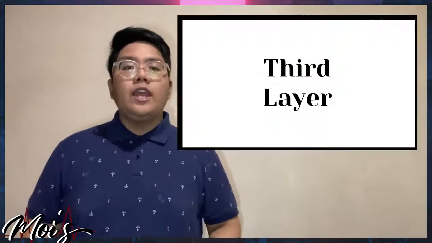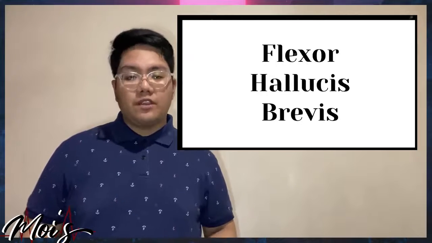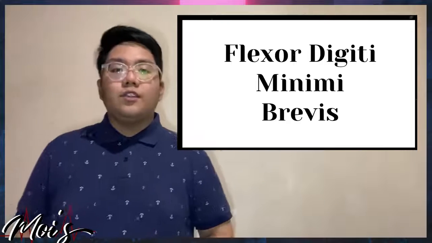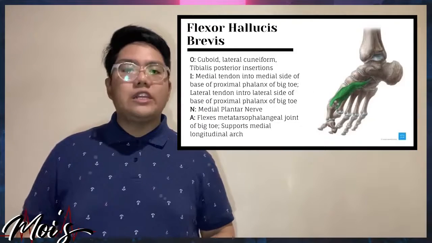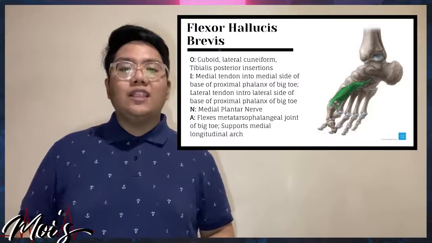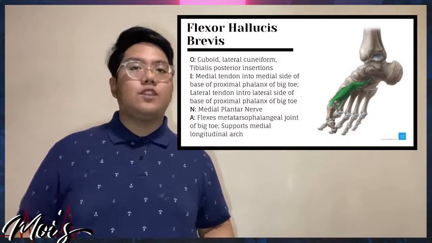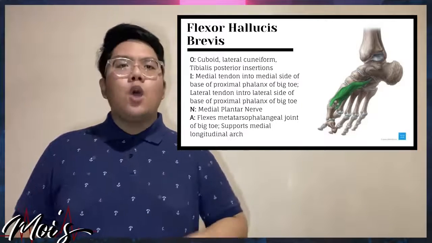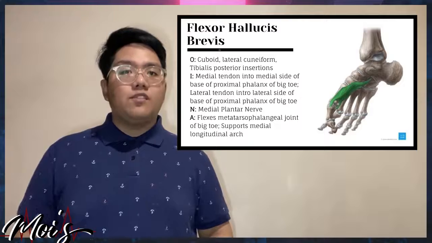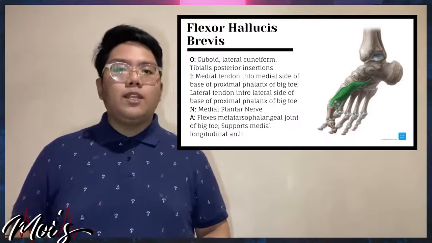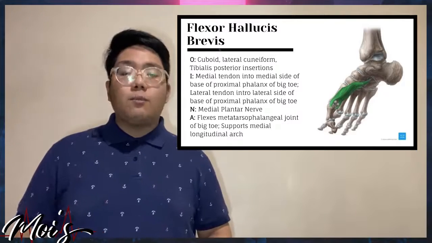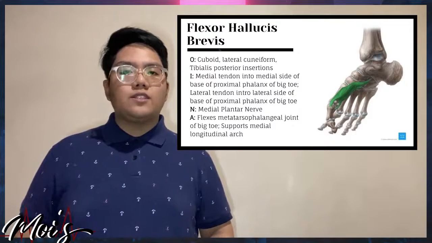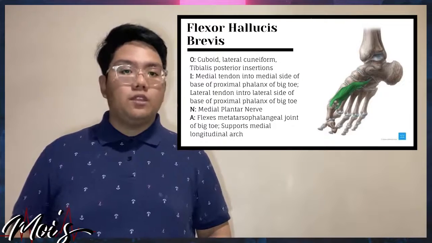For the third layer, it consists of the flexor hallucis brevis, adductor hallucis, and the flexor digiti minimi brevis. The flexor hallucis brevis muscle originates from the cuboid bone, the lateral cuneiform, and at the insertions of the tibialis posterior. The tendons of this muscle have two insertions, which are at the medial base of the proximal phalanx of the big toe for its medial tendon, and at the lateral base of the proximal phalanx of the big toe for its lateral tendon. This muscle flexes the metatarsophalangeal joint of the big toe.